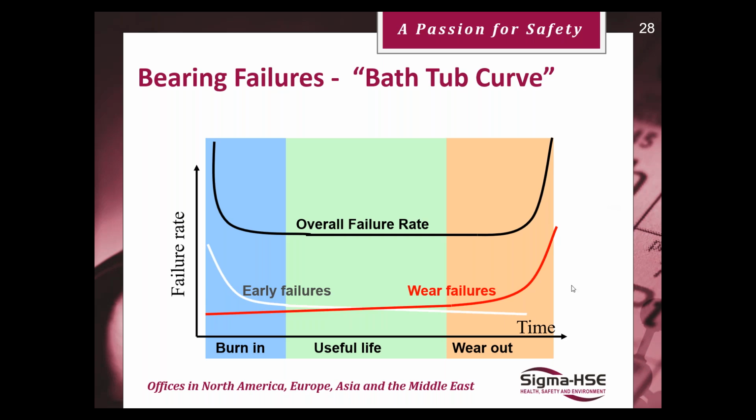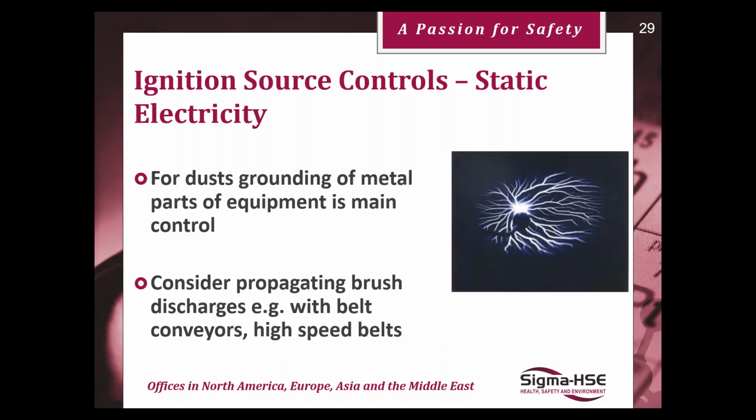Okay, good. So yes, it's a bathtub curve, just to show you the importance of replacing bearings at regular intervals. For dust, static electricity is the next ignition source. So usually you have to ground everything, make sure everything has electrostatic continuity to earth. Also propagating brush discharges. Sometimes you may need to know the materials of construction. Maybe you have a belt that is insulating, or it has two conductive materials but might have a small layer of paint that, if broken, could create a propagating brush discharge.